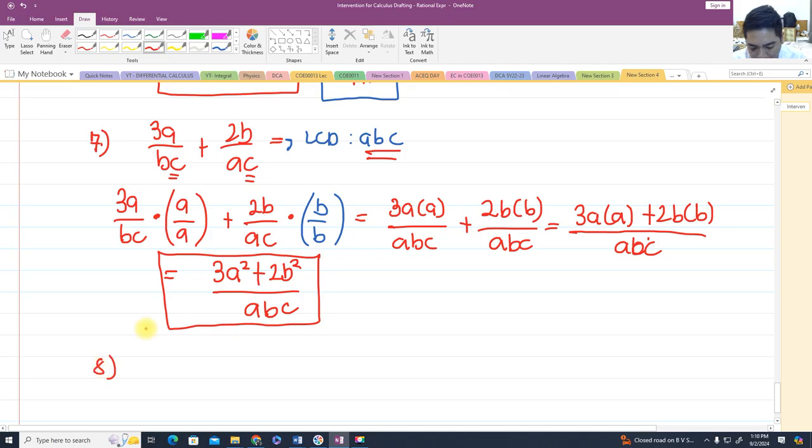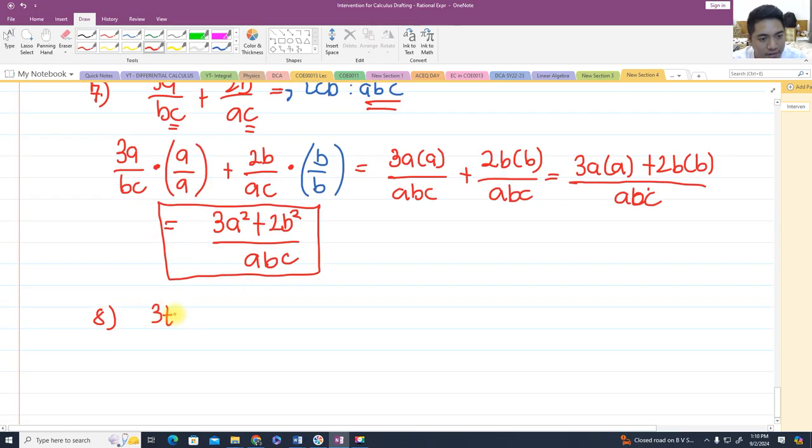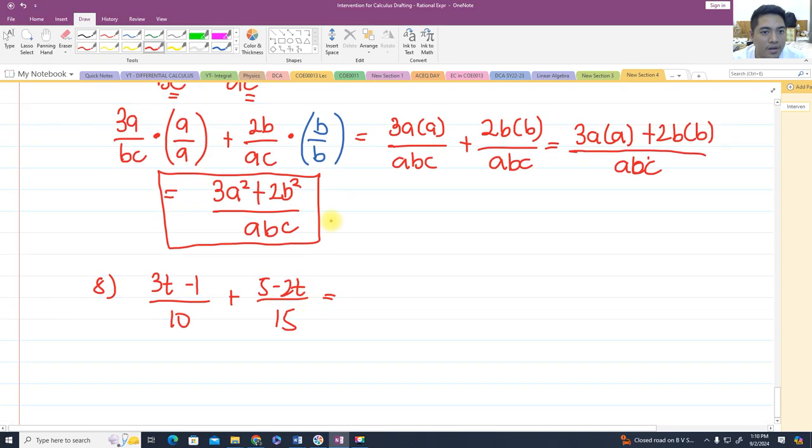Okay, for number 8, so you have 3t minus 1 all over 10. And then you have 5 minus 2t all over 15. Okay? So again, what is their LCD? Their LCD is the multiple where they will meet the soonest. So if you know 10, 20, 30, that is 30. 15 times 2, it's 30. So their LCD must be 30.